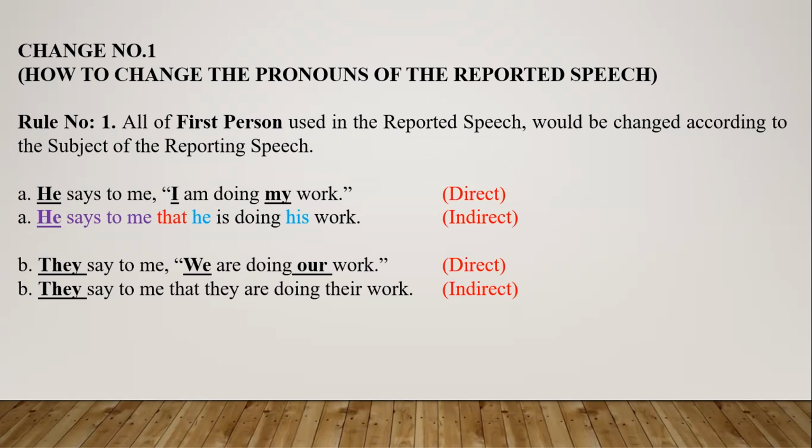They are doing. Now you can see our, and it is also a possessive pronoun. It will also be changed with the subject they, and we have to find the possessive pronoun of they. So that would be their. So the sentence would be, they say to me that they are doing their work. So in that example, we learned how to change pronoun like first person. Let's move and discuss second person, that's called you.